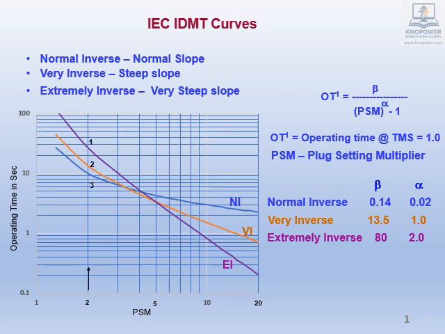For lower current value, say PSM equals 2, operating time of EI is highest, next is VI and lowest is NI. For higher current value, say PSM equals 10, the order gets reversed. Operating time of NI is highest, next is VI and lowest is EI.